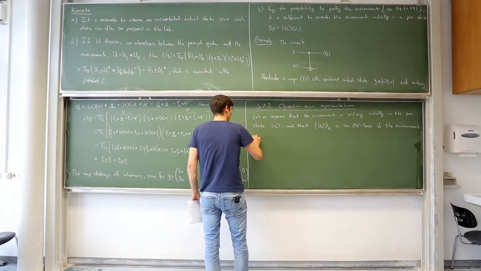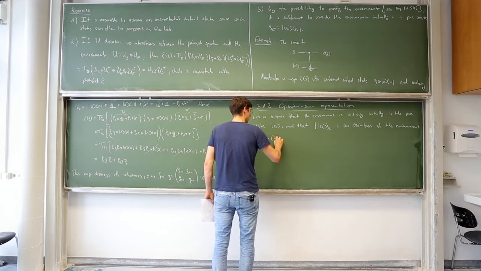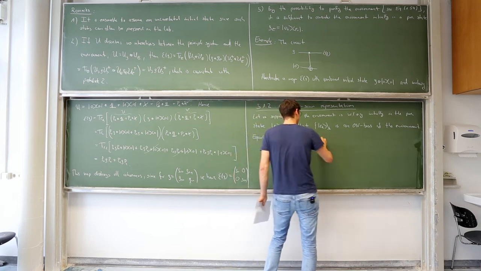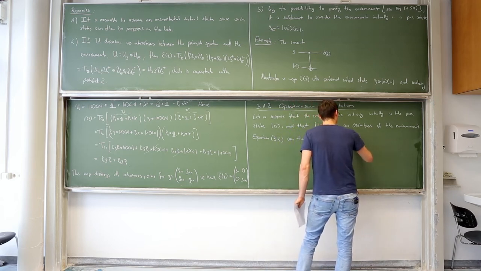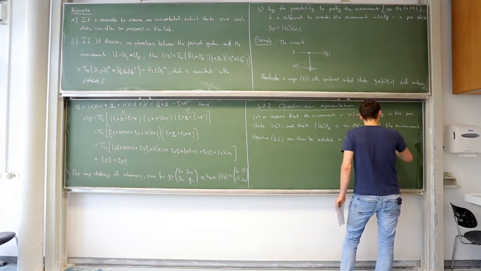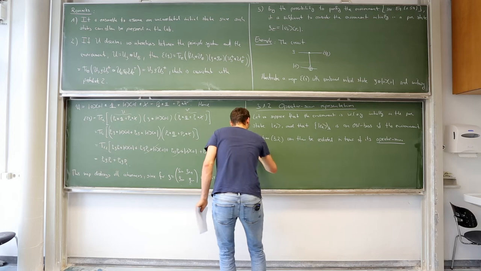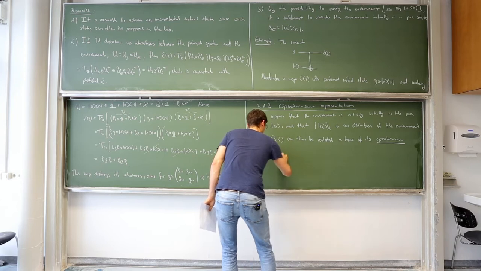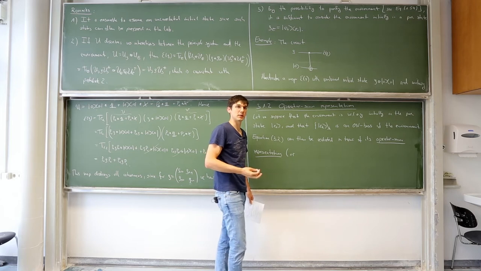okay, then we can restate equation 3.2 in terms of its operator sum representation. Or it's often also called the Kraus representation.